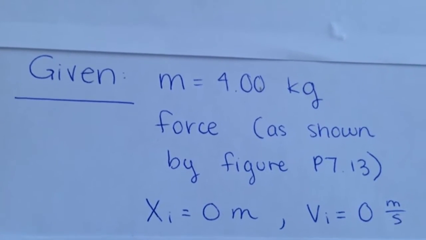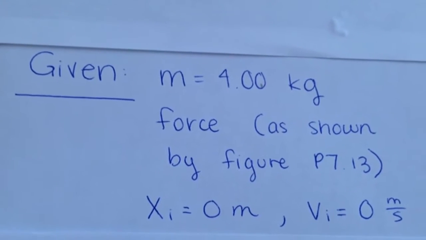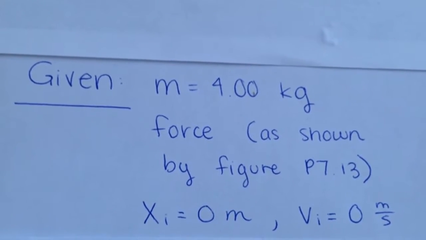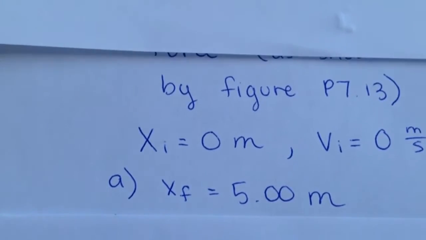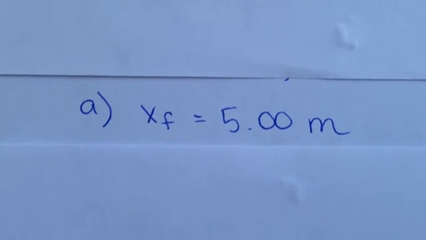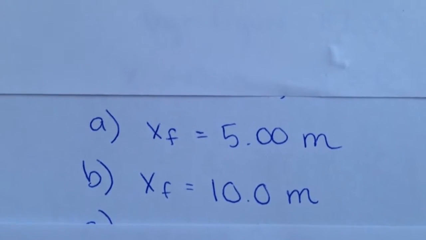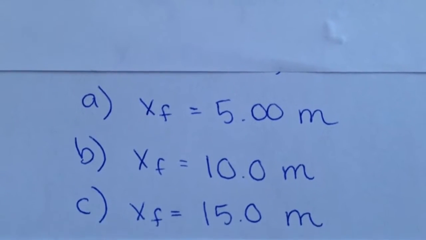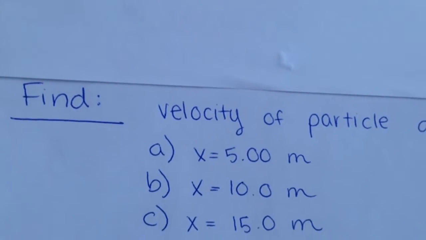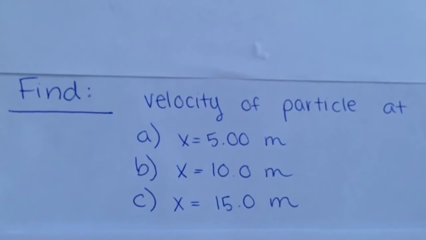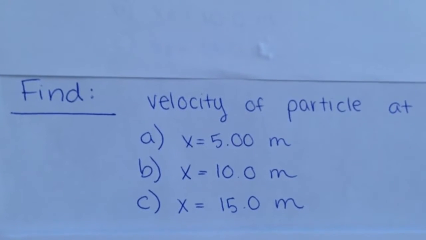And we're also given that it starts at 0 meters and its initial velocity is 0. For part A, the final position is 5 meters. Part B, the final position is 10 meters. In part C, the final position is 15 meters. And we're asked to find the velocity of the particle at A, 5 meters, B, 10 meters, and C, 15 meters.